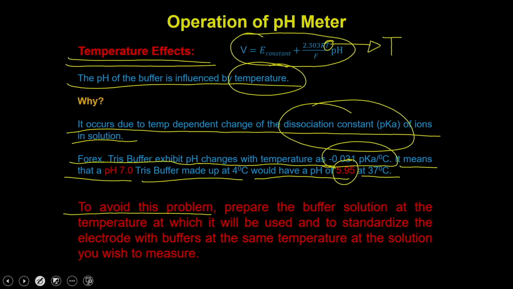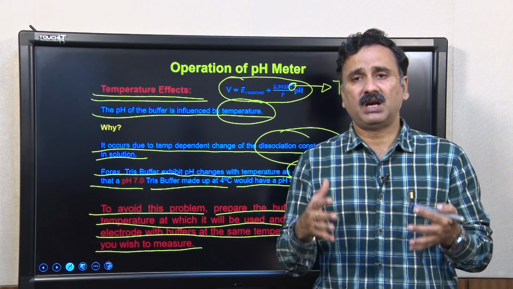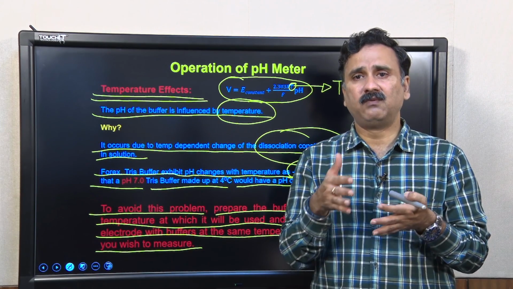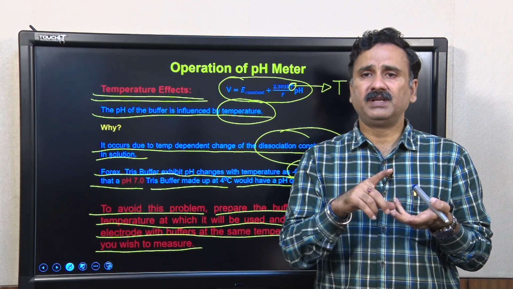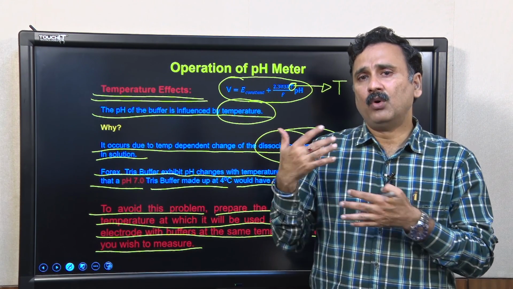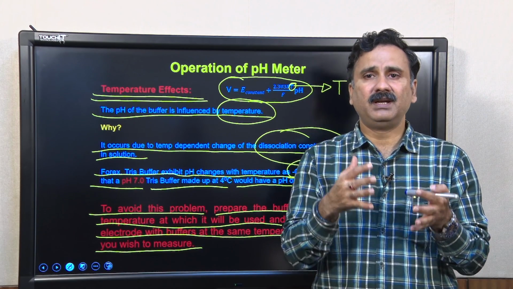To avoid this problem, prepare the buffer solution at the temperature at which it is going to be used, and standardize the electrode with the buffer at the same temperature as the solution you wish to measure. If you want to measure the pH at 4 degrees, then you have to calibrate the electrode with 4 degree solutions of pH 4, 7 and 9.2, and that is going to give you more accurate results, or decrease the percentage error in the pH electrodes.